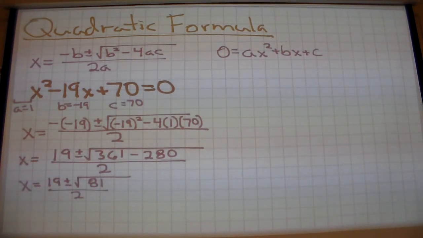Is that a good thing or a bad thing? Good, it's a very good thing. We got a perfect square. This is going to work out nicely. If it wasn't, if it was the square root of 82, it's not that it's wrong, it just would be a radical. We'd have to leave it in radical form.